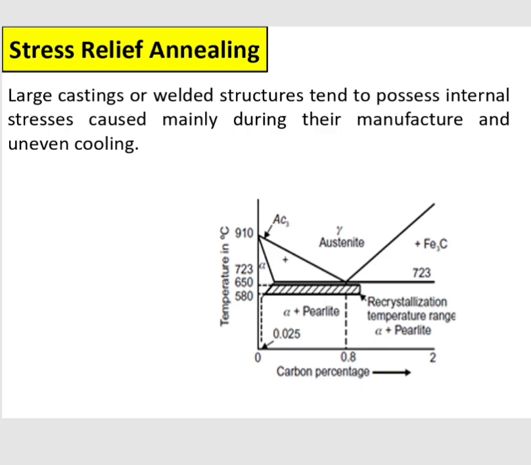We are going to stress relief annealing. Large castings or welded structures tend to possess internal stresses caused mainly during their manufacture and uneven cooling. In that process, the graphical representation is between temperature and carbon percentage. We initially heat the metal to below 723 degrees Celsius, then hold for some time, then allow it to cool very slowly.